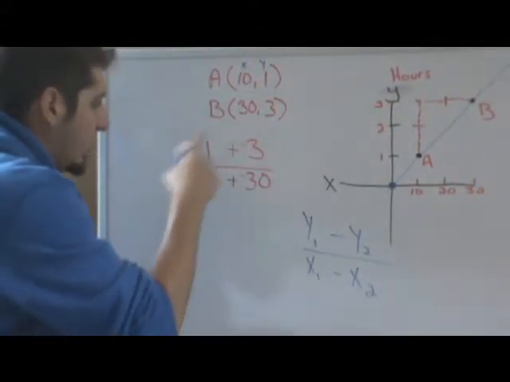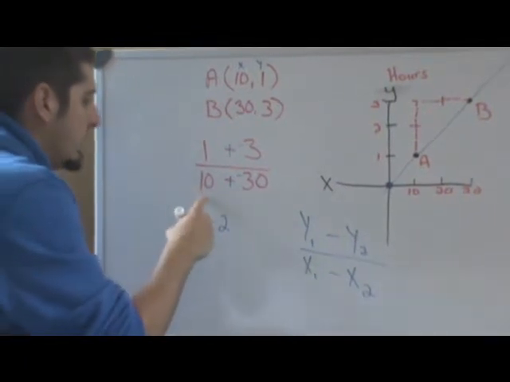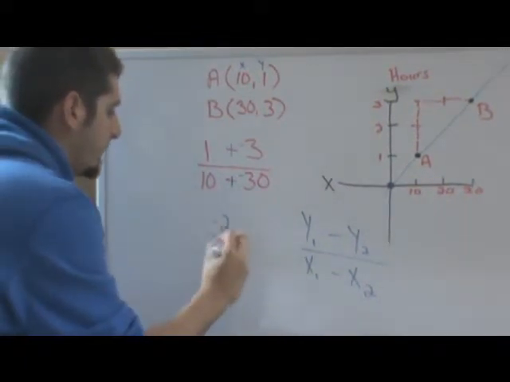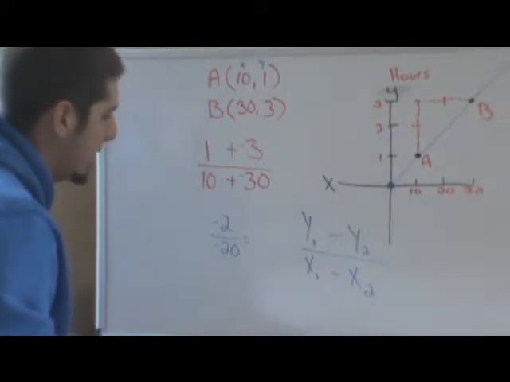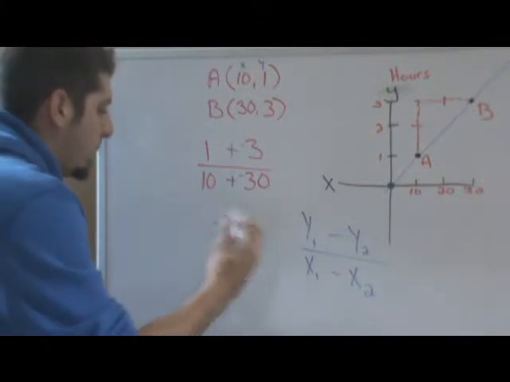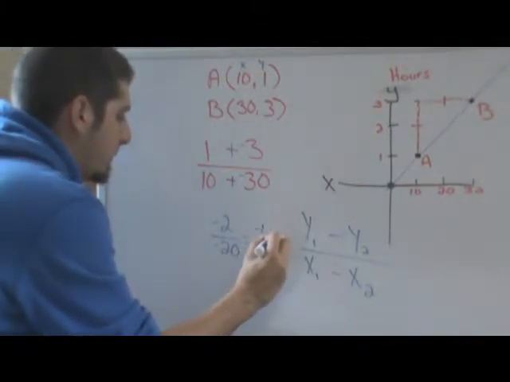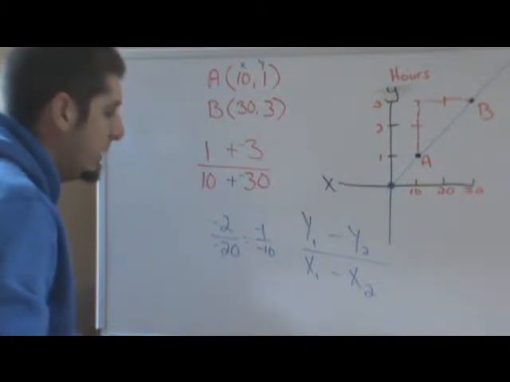So when I solve this, 1 plus negative 3 is negative 2. 10 plus negative 30 is negative 20. So my rate of change is negative 2 divided by negative 20. Or if I want to reduce it, it's negative 1 over negative 10. Okay. Same thing I got before.